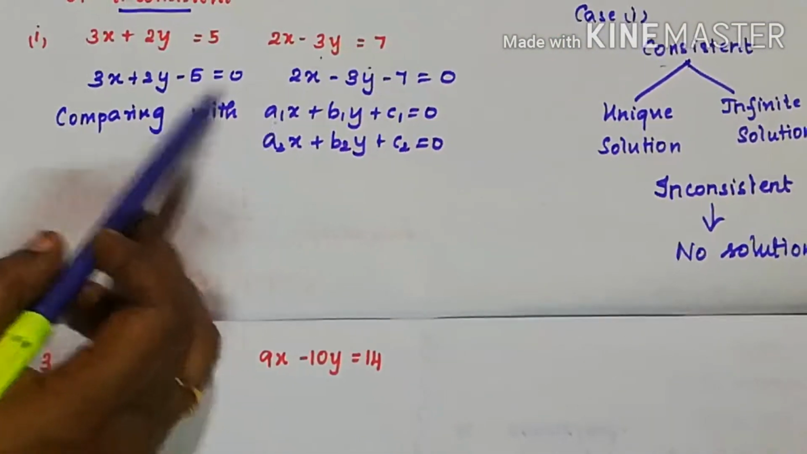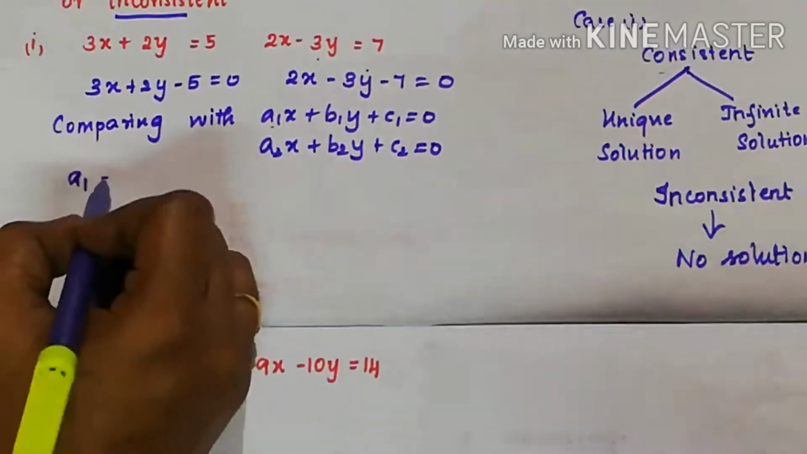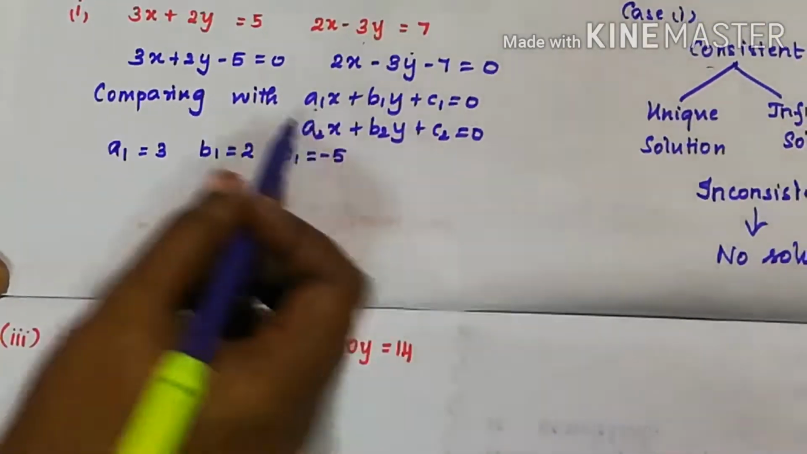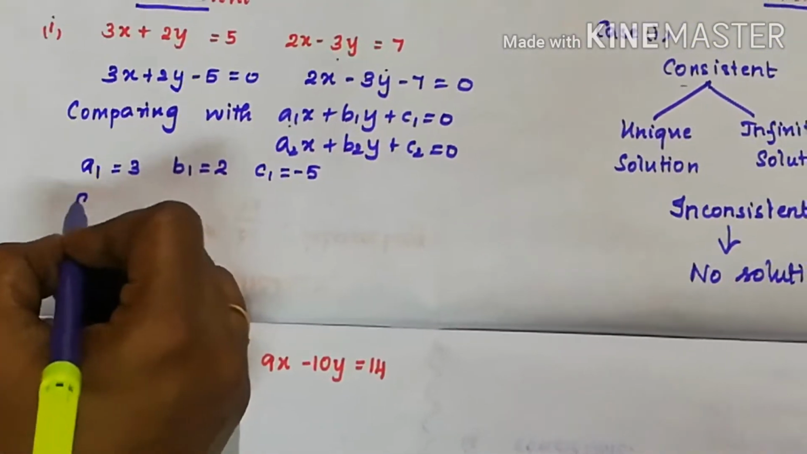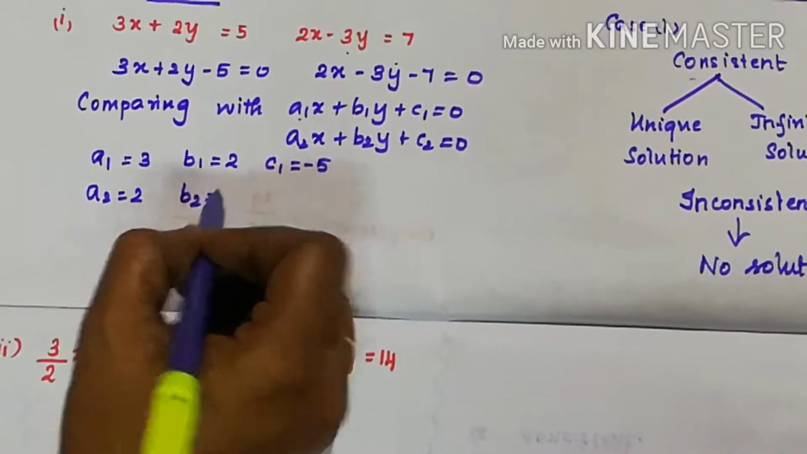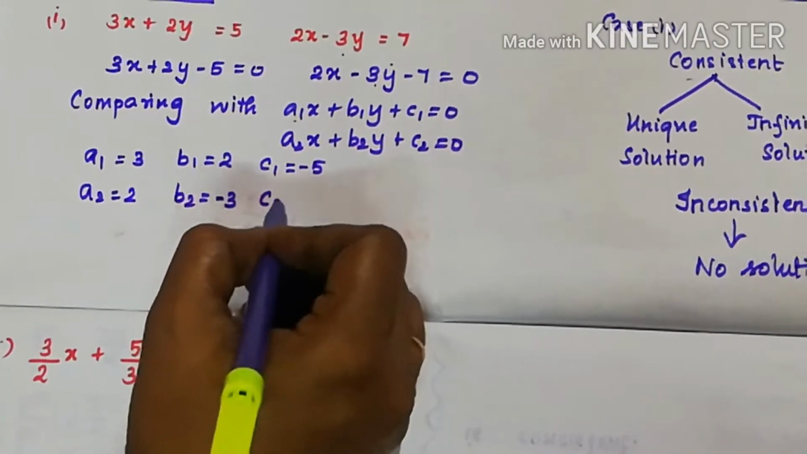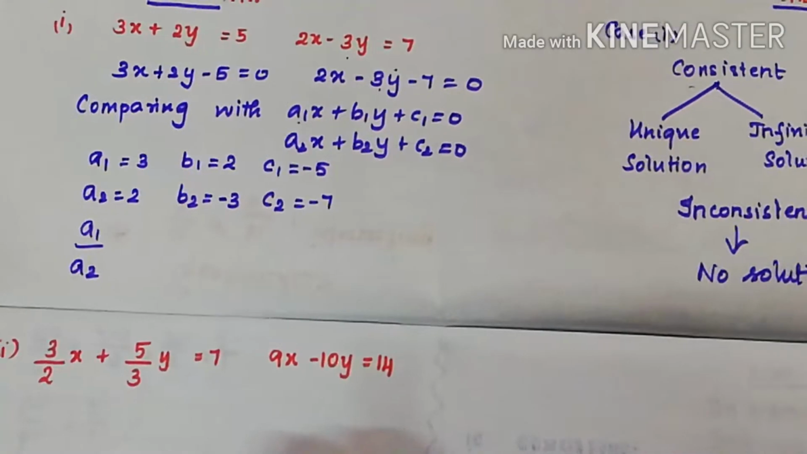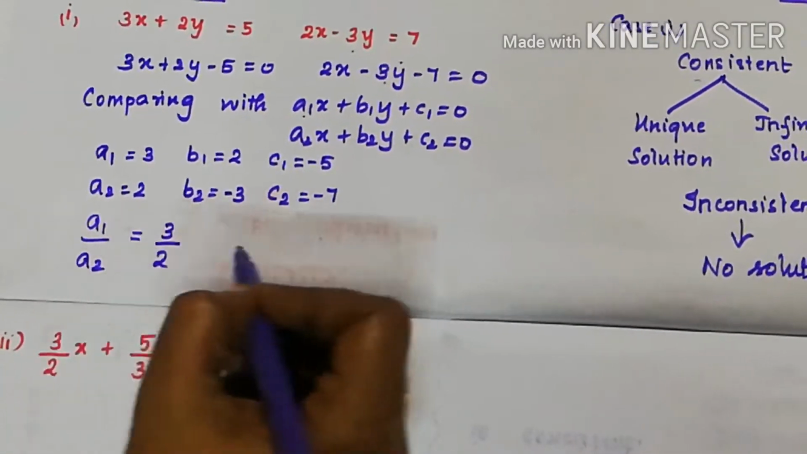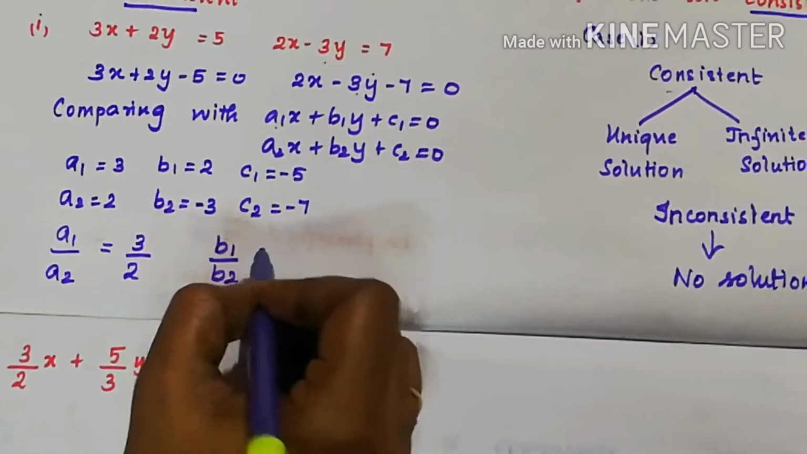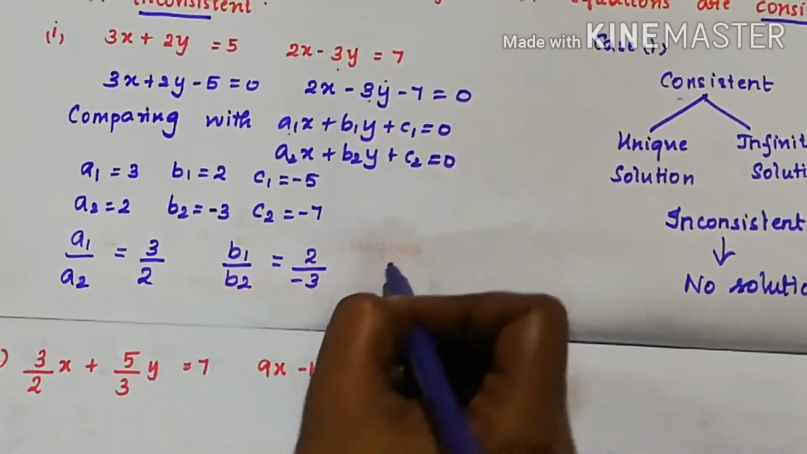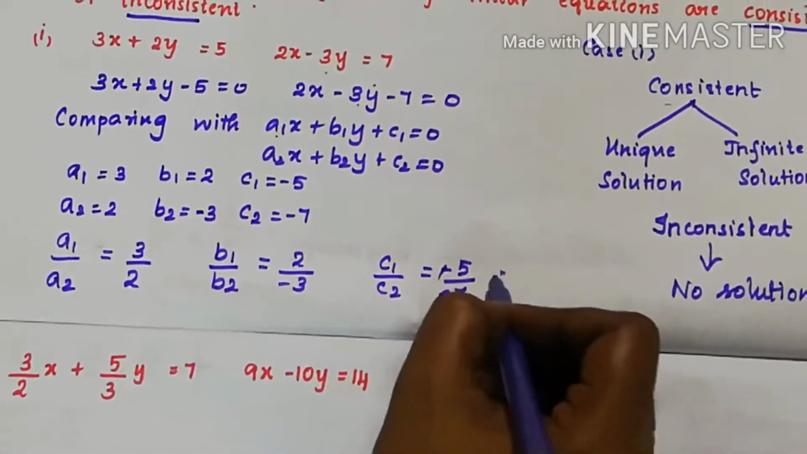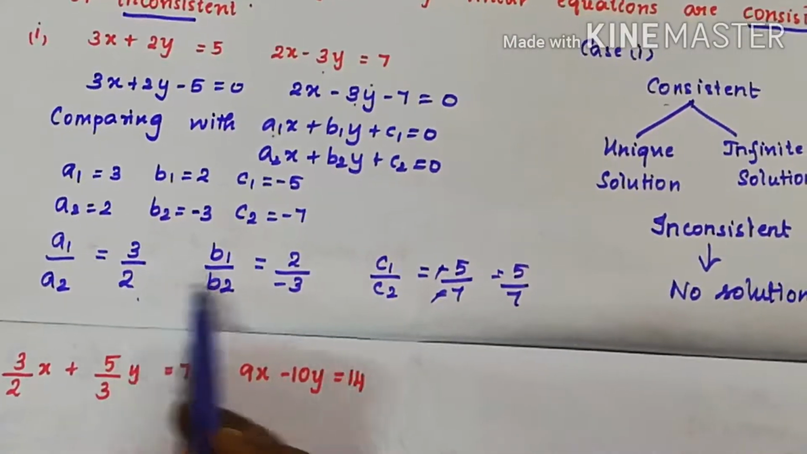Now when comparing with the first equation, what is your a1 value? That is equal to 3. And what is b1? 2. And c1 is equal to minus 5. Same way, comparing with the second equation, you get a2 value as 2, b2 is equal to minus 3, c2 is equal to minus 7. Now we are going to find the ratios. a1 by a2 is 3 by 2. Next b1 by b2 is equal to 2 by minus 3. Next c1 by c2 is equal to minus 5 by minus 7, that is equal to 5 by 7. So these are the ratios.